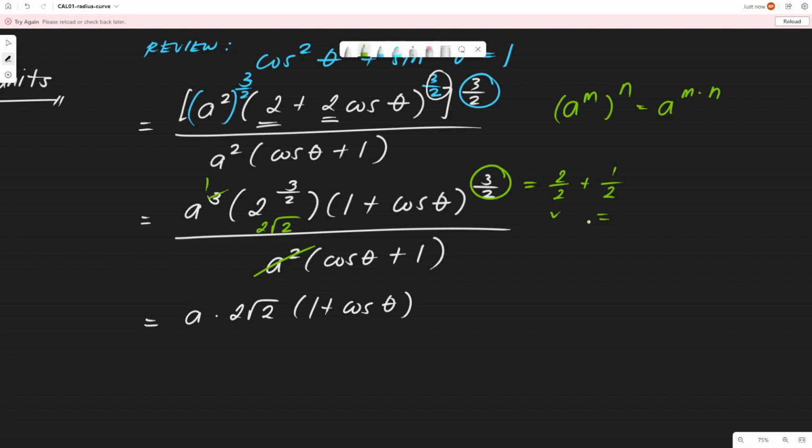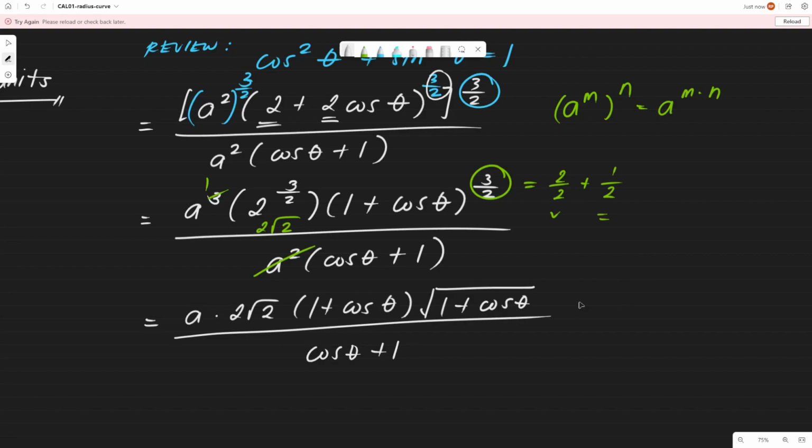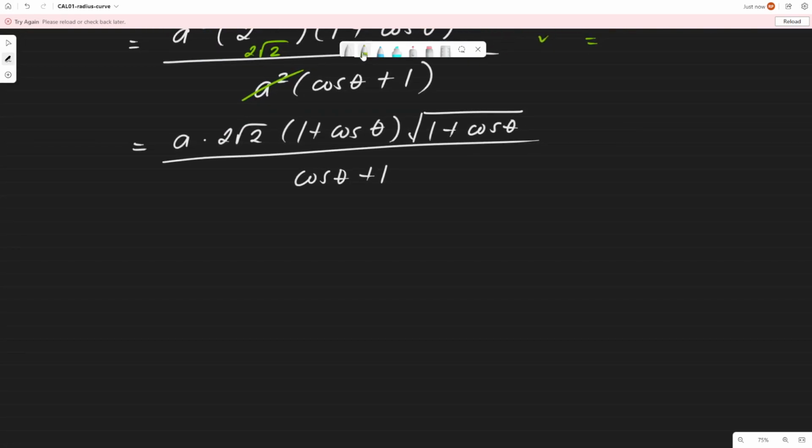So, kay 1 half naman, no? So, we have 1 half is equal to square root. So, we have square root of 1 plus cosine theta all over cosine theta plus 1. So, as you can see, no? Pwede na natin i-cancel yung cosine theta plus 1. Dito. Ayan. So, therefore, we will have a times 2 square root of 2. Okay? Square root ng ano? Ng 1 plus cosine theta.